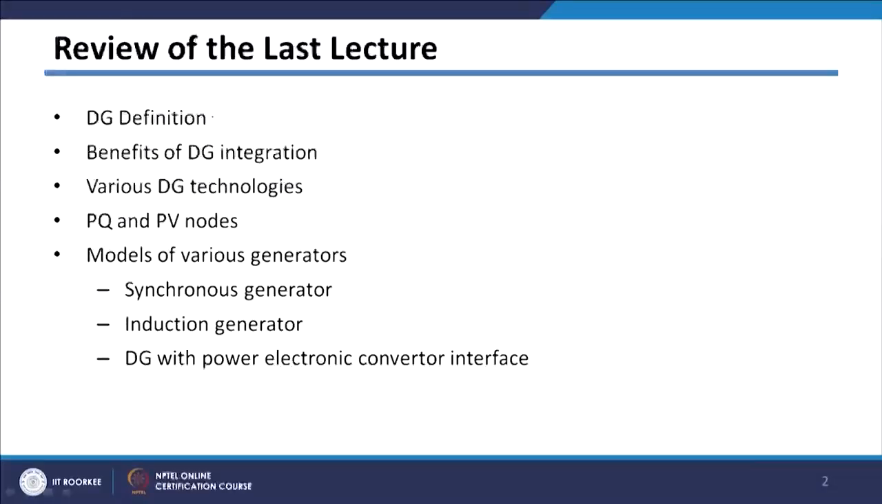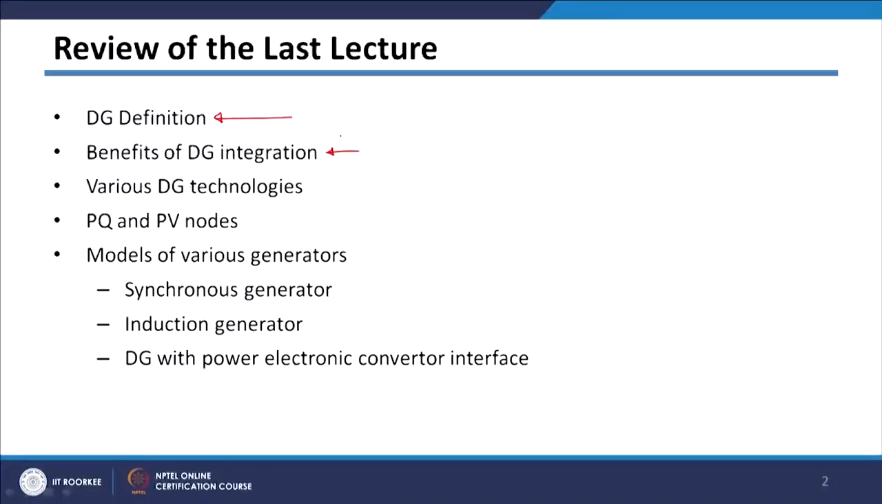In that, basically we have seen various definitions of distributed generation. So, we have seen that small scale generators which are connected to the distribution system are called DGs. And then we have seen various benefits, from loss reduction to voltage profile improvement to releasing the system capacity. There are many benefits of distributed generation, and we have seen all those benefits.